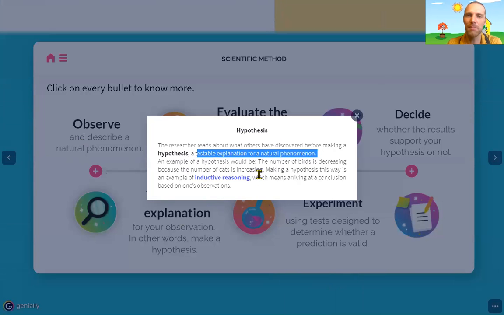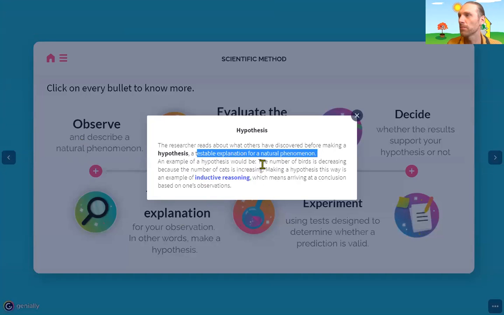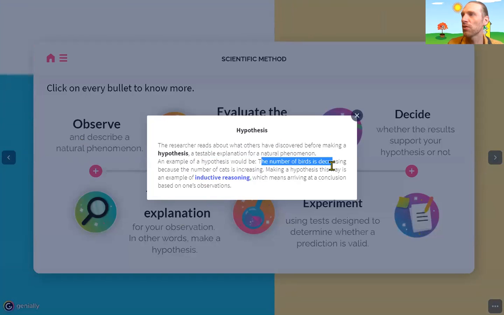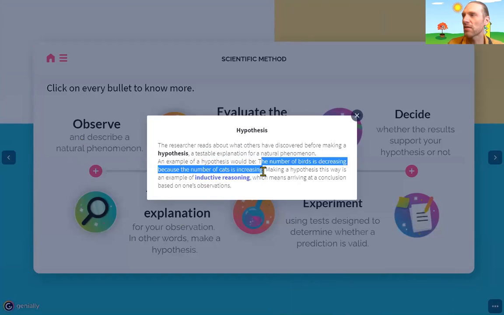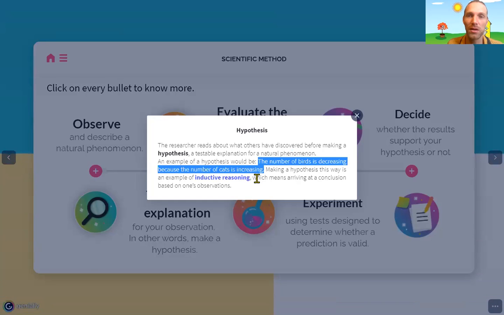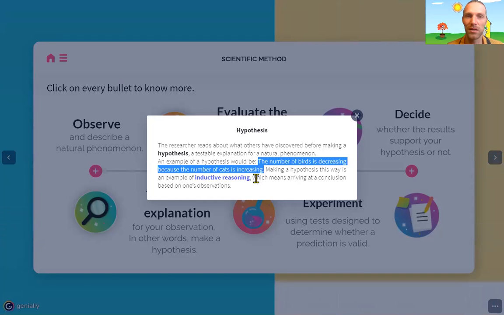So a hypothesis is basically something that you can verify by doing an experiment, okay? An example, like you can see here, the number of birds is decreasing because the number of cats is increasing. You can check this because you can count the amount of birds and you can count the amount of cats. Okay, so this is something you can test.